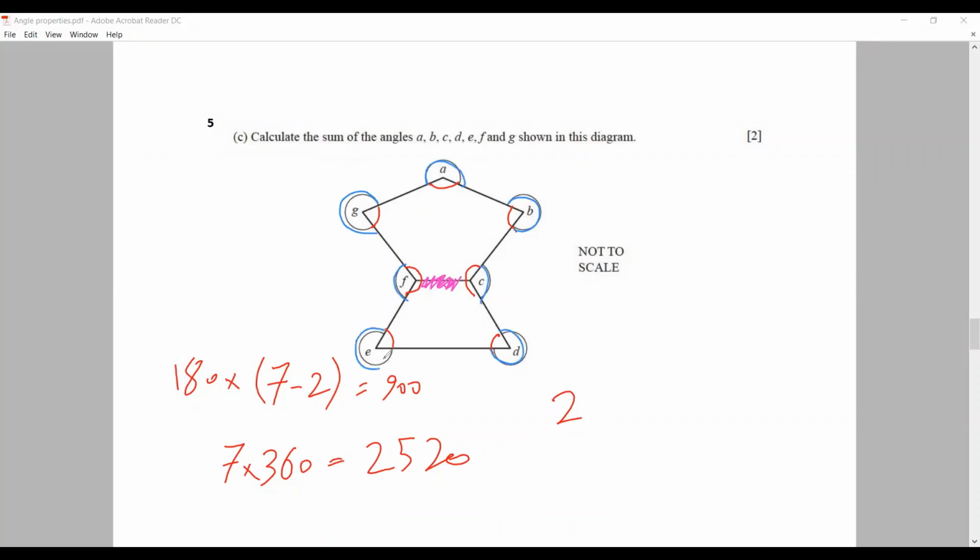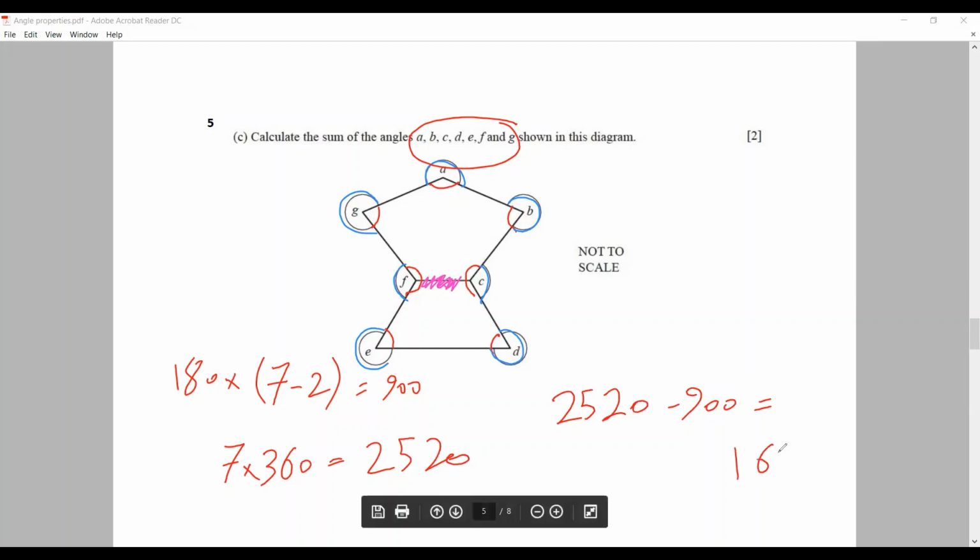And then if you subtract this from that, it gives us the value for A plus C plus D, E, F, and all the way to G, right? So 2,520 minus 900, that is the summation of all these angles, and that's the final answer, 1,620. So the key was to exclude the middle one.